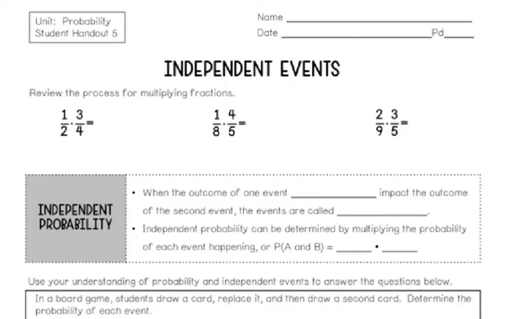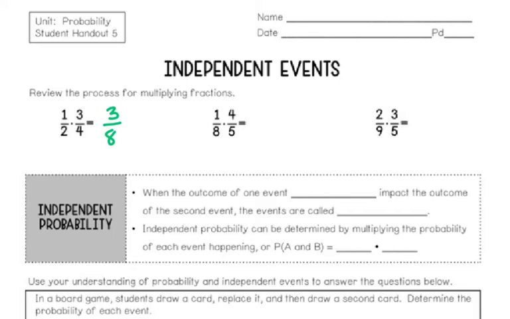Before we get started with this lesson, we've got to review how to multiply fractions because each event is going to be shown as a fraction and we're going to have to multiply. So with multiplying fractions, all we have to do is multiply straight across. This first example, 1 times 3 is 3 and 2 times 4 is 8. So our product is 3/8.